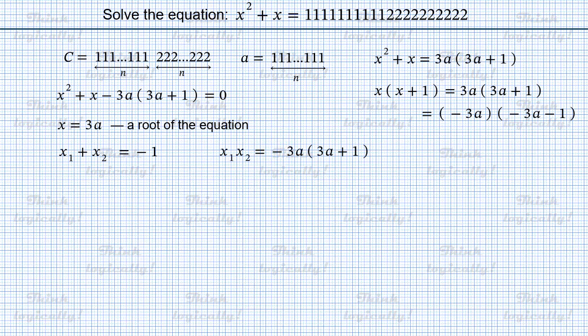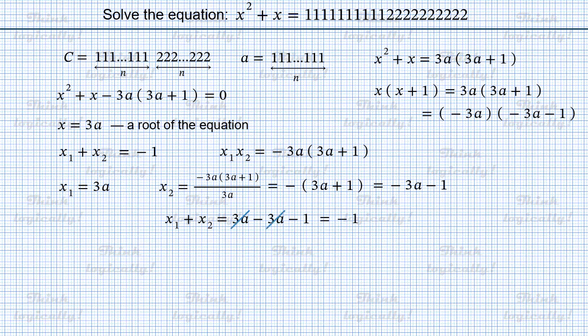One of the roots is already known, x1 is 3a, so in order to find the second root, we can just divide the free term by the first root. And we find out that x2 is 3a plus 1 negated, or minus 3a minus 1. You can choose which expression you like better. Just as a double check, let's see if the first Vieta's equation is also met. Adding up the obtained roots, we get -1, exactly according to the expectation.